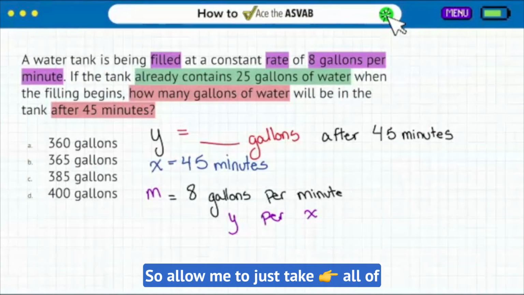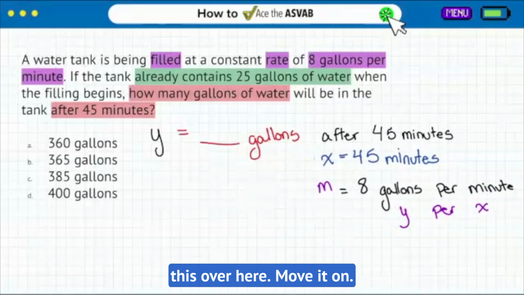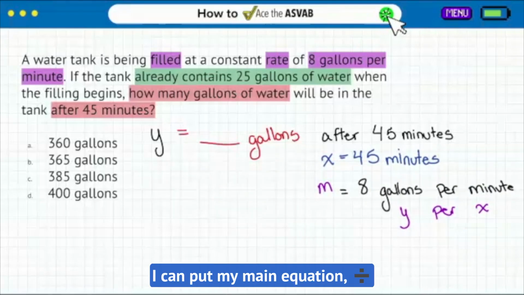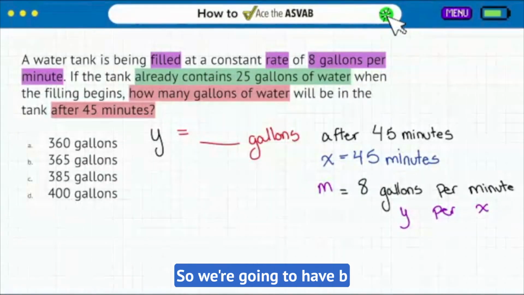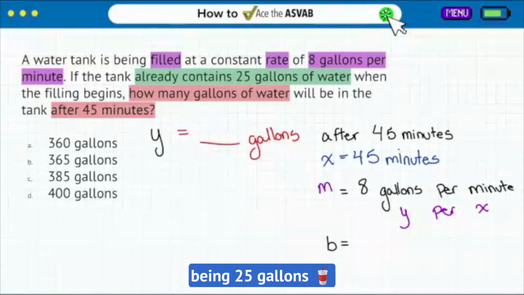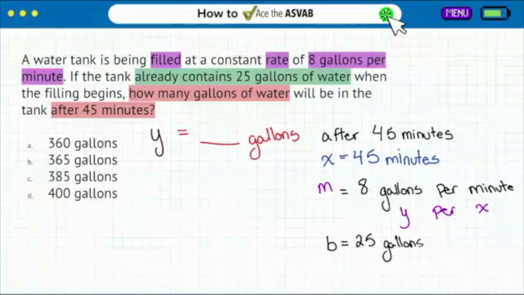So allow me to just take all of this over here, move it on over, that way I can put my main equation, my solution, right here. So we're going to have B being 25 gallons already there.